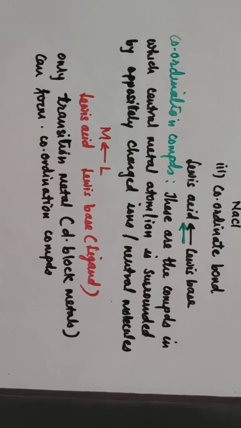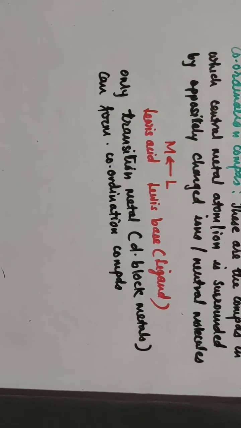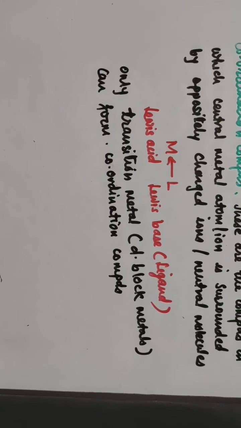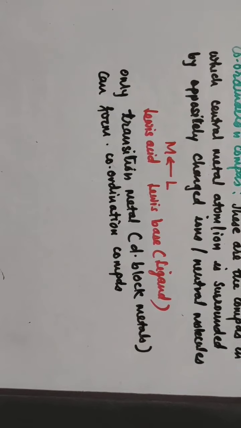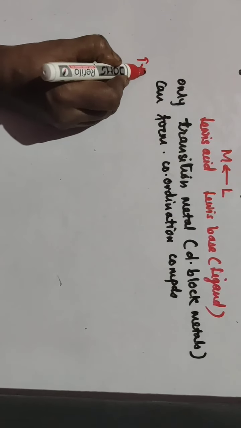So let us see what is the difference between a coordination compound and a simple compound or simple salt. Let us see one example of a simple salt. There are three types of salts. Again, you are well familiar with that. I'll write here types of compounds.